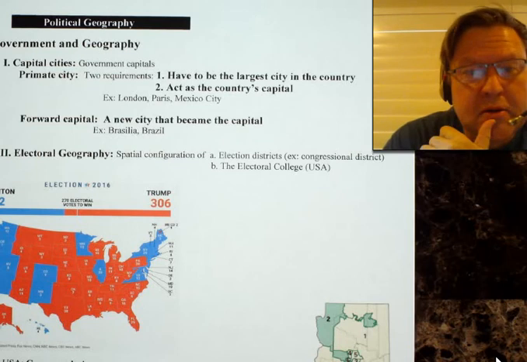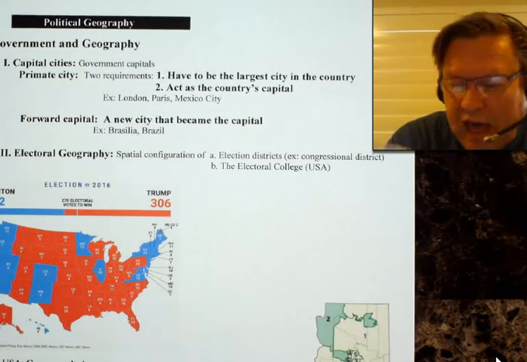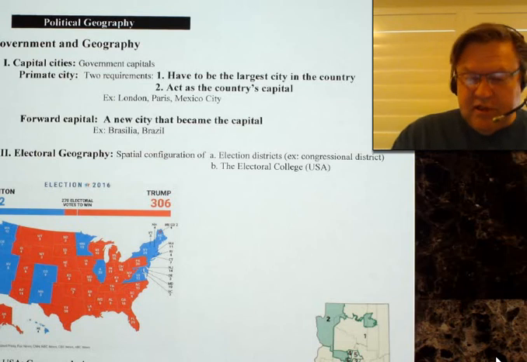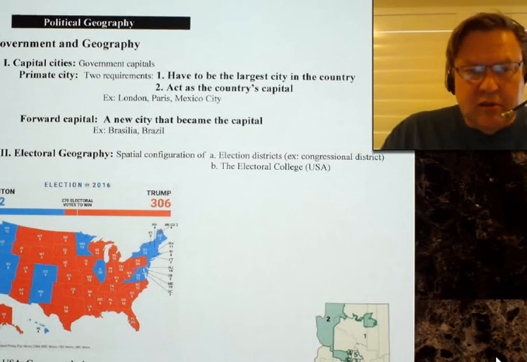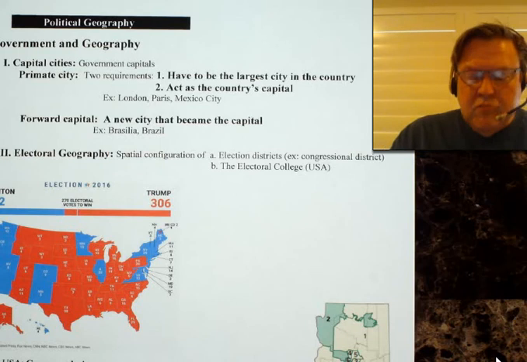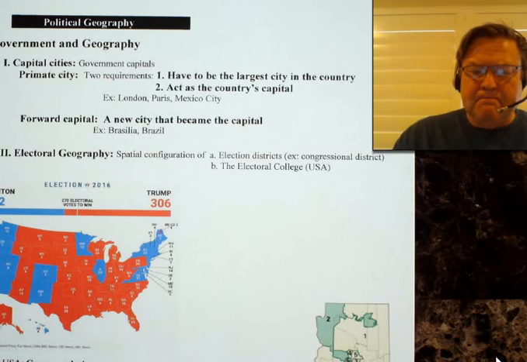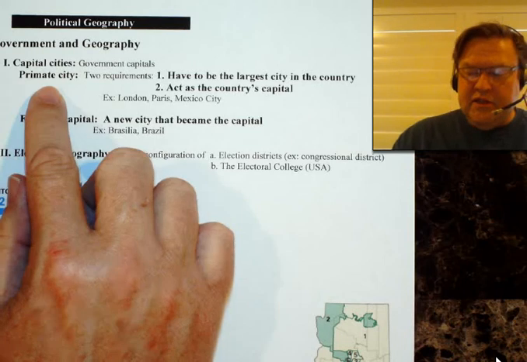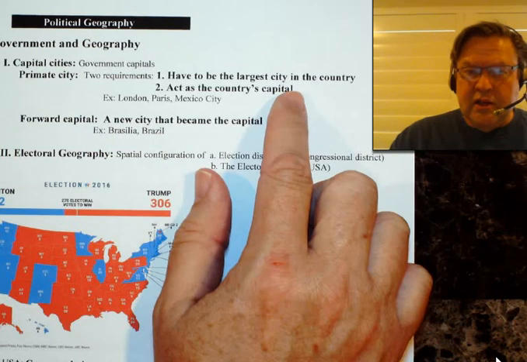All right. So, first thing I talk about is capitals. And every country has a capital. There's a reason for that, right? Because governments need somewhere to be located to be able to control the country. And in most countries, but not all, the largest city is the capital, and that's called a primate city. A primate city is the largest city in the country, and it also acts as capital.